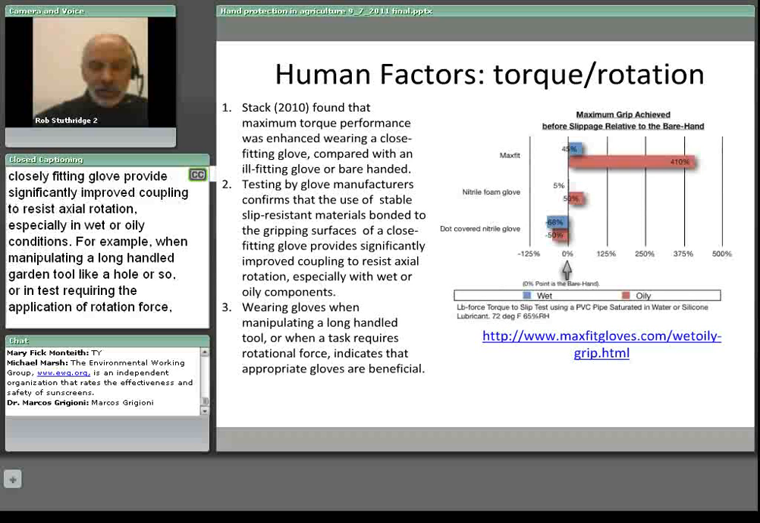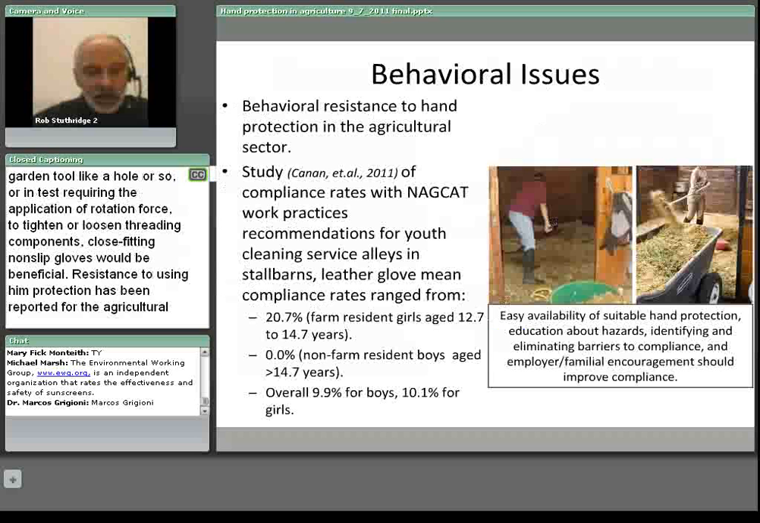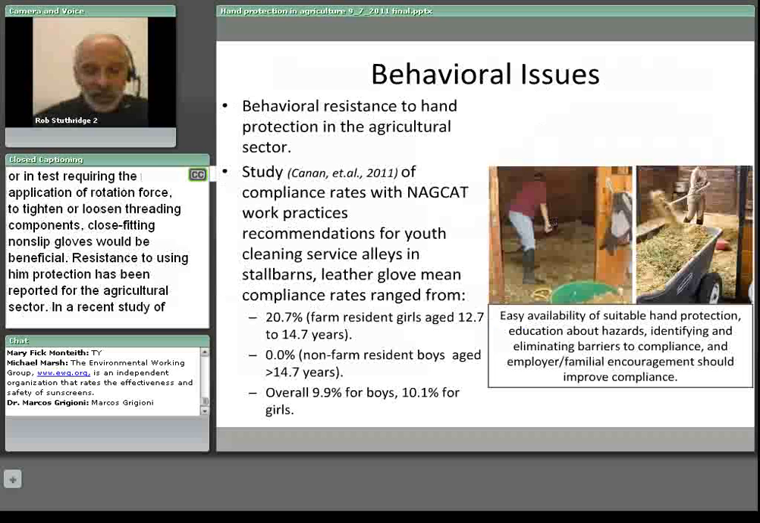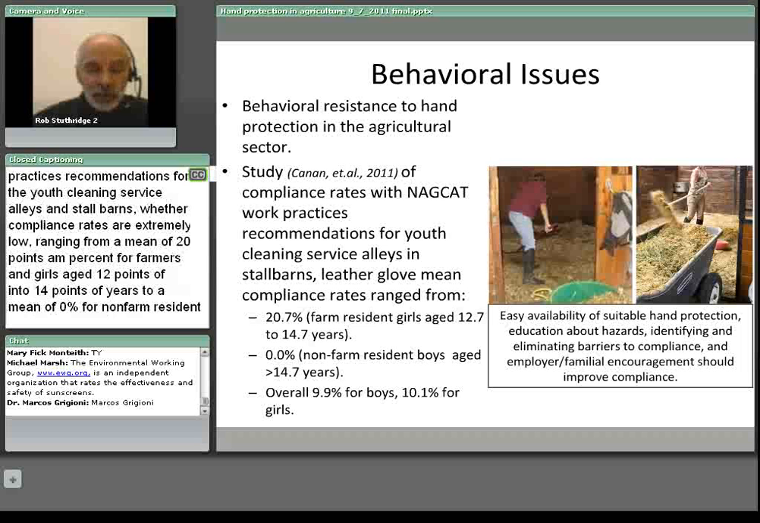Resistance to using hand protection has been reported for the agricultural sector. In a recent study of compliance rates with NAGCAT work practices recommendations for youth cleaning service alleys in stock barns, for example, leather glove compliance rates were extremely low, ranging from a mean of 20.7% for farm resident girls aged 12.7 to 14.7 years to a mean of 0% for non-farm resident boys greater than 14.7 years of age. The overall mean compliance rates were only 9.9% for boys and 10.1% for girls.